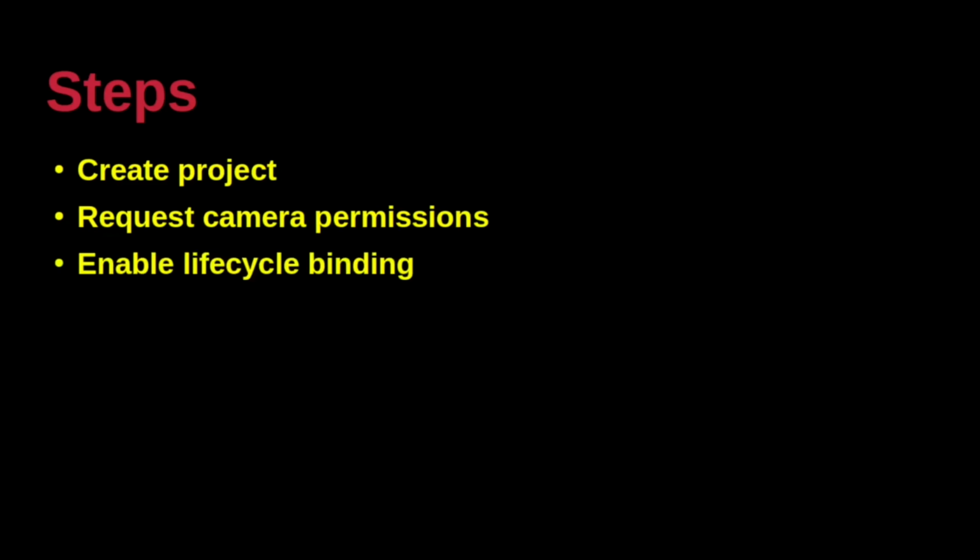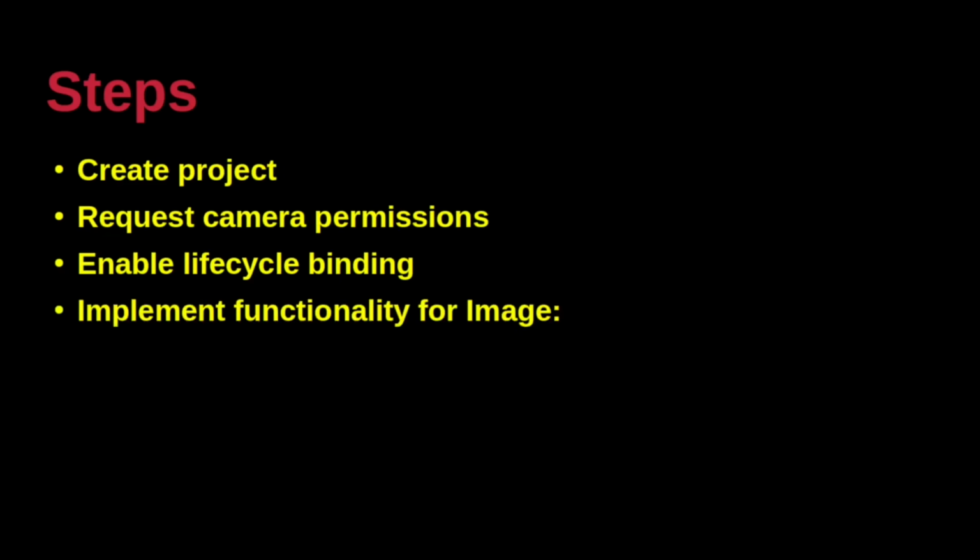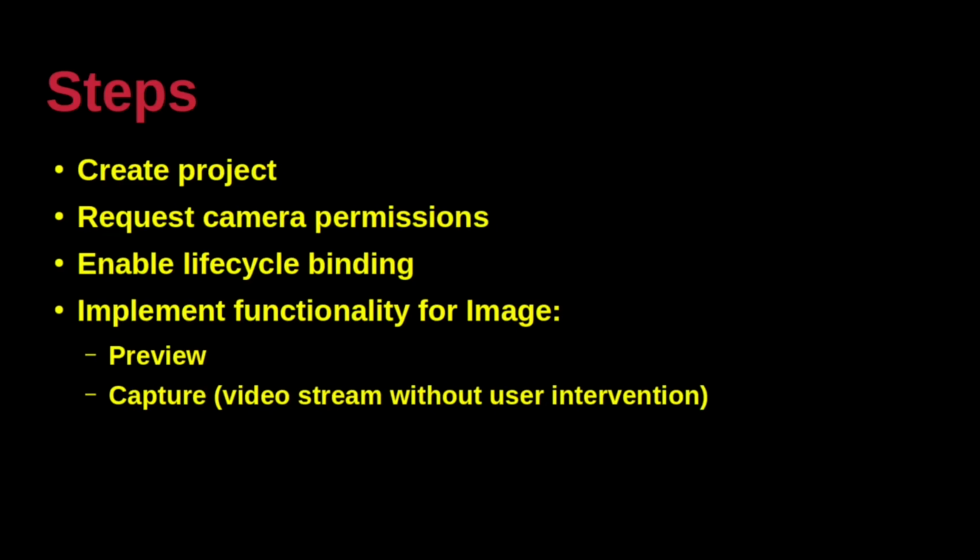The steps for an app are: create a project for the app, request permissions to use camera and optionally to save image files, enable lifecycle bindings, enable the configuration combinations to support the desired use case. For this tutorial, the combinations are: user preview, apply overlay based on analysis of images from live stream.